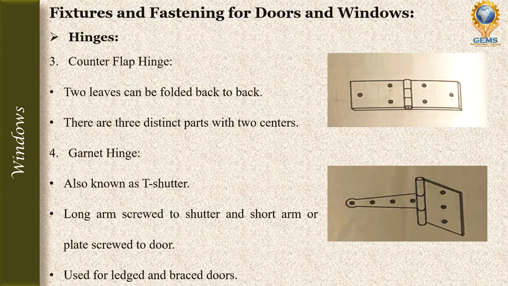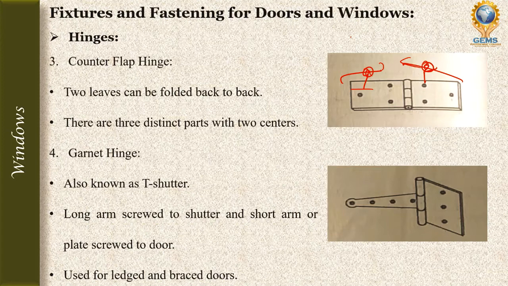Next one is the counter flap hinge. It is the same as the butt hinge, but it is a little different. It has two leaves that can fold back to back. This is one leaf and this is another leaf. The two leaves can be folded back to the same place. There are three distinct parts with two centers in this counter flap hinge.